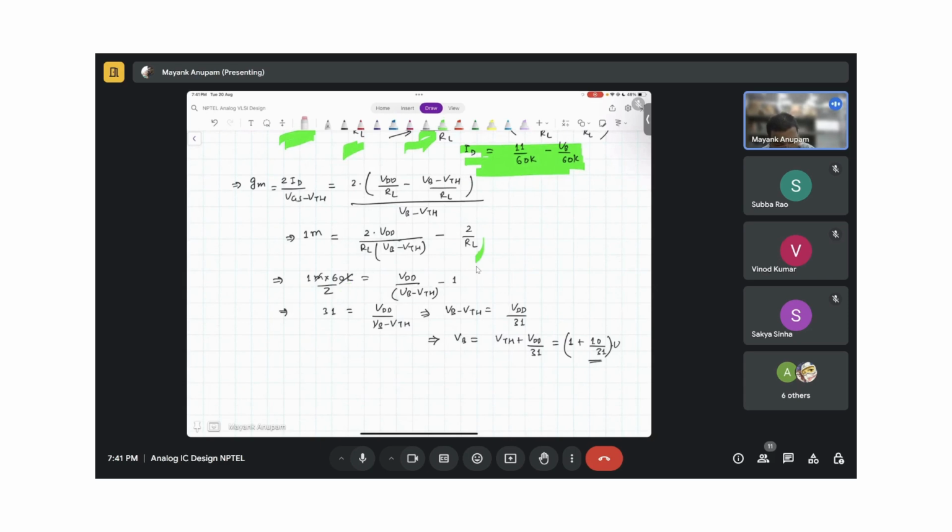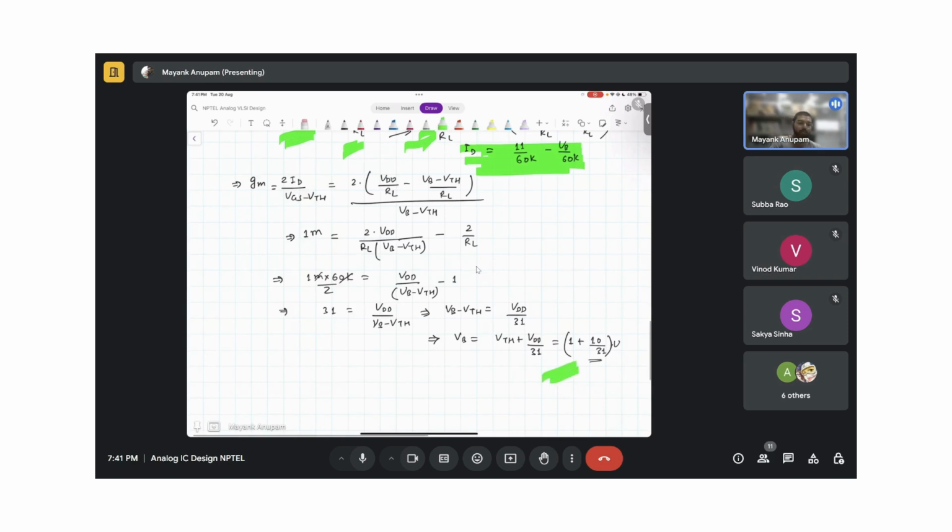This is RL over 2. So RL over 2 is how much? 60k by 2 is 30k. 30k multiplied by 1 milli is 30. Then we took 1 from this side to this side, so it becomes 31. So this is fine. VDD by VB minus VTH is fine. VDD by 31 plus, yeah, so it is fine.